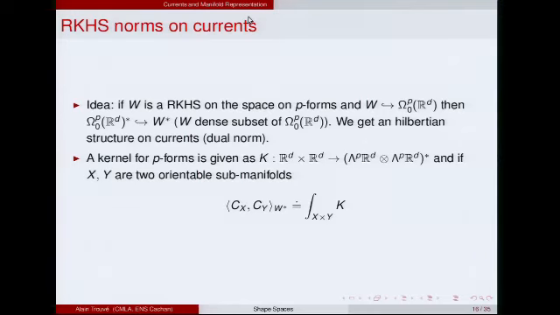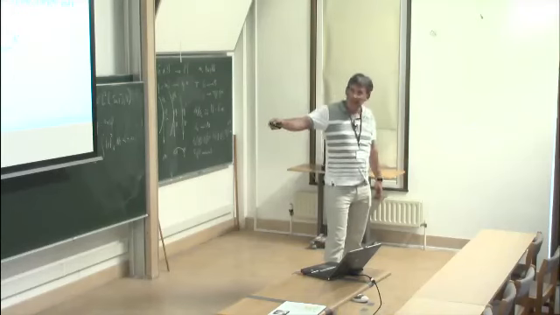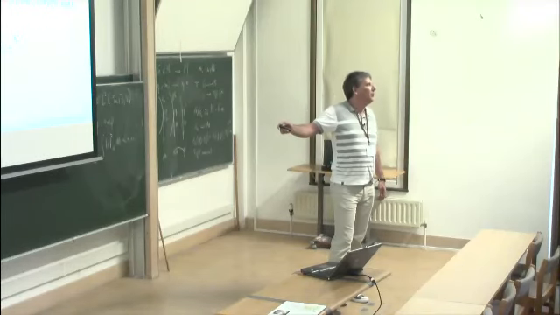If W is an RKHS, a reproducing kernel Hilbert space on the space of p-forms, and it's a dense subset of continuous p-forms vanishing at infinity, then looking at the dual, the space of currents is embedded in W*, the dual of W. And on W* you have the dual norm. When you define W with a kernel, the dual norm is very easy to compute.